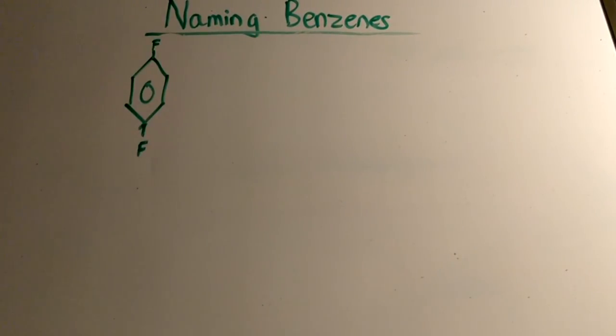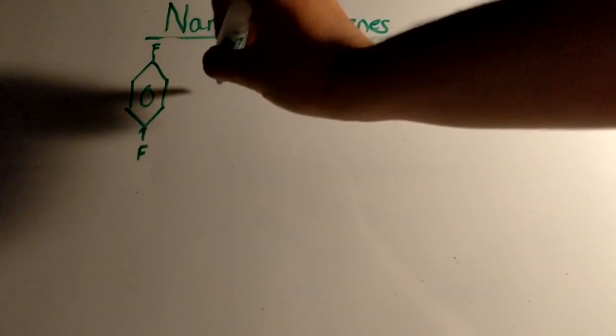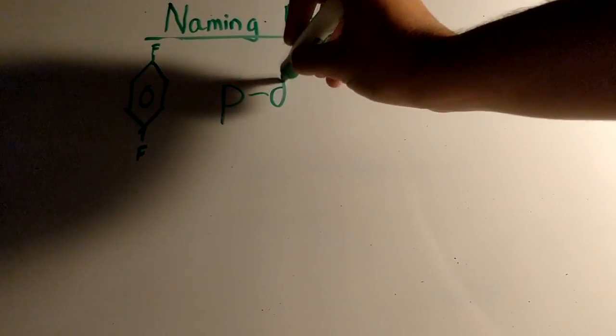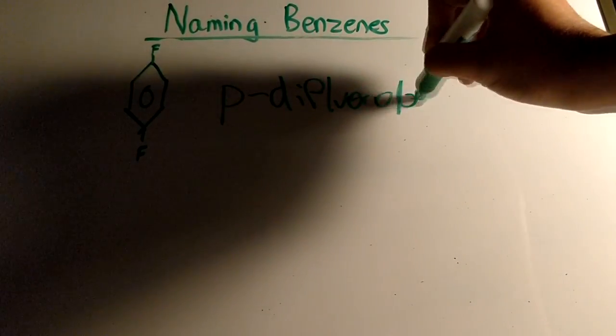For our last example of the ortho-meta-para naming system, we have this. This benzene has a fluorine attached to the first carbon and the 4th carbon. Based off of rules, we immediately can determine that this is going to be the P name, or para. So you would write this as p-difluoro, because there are 2 fluorines, benzene.